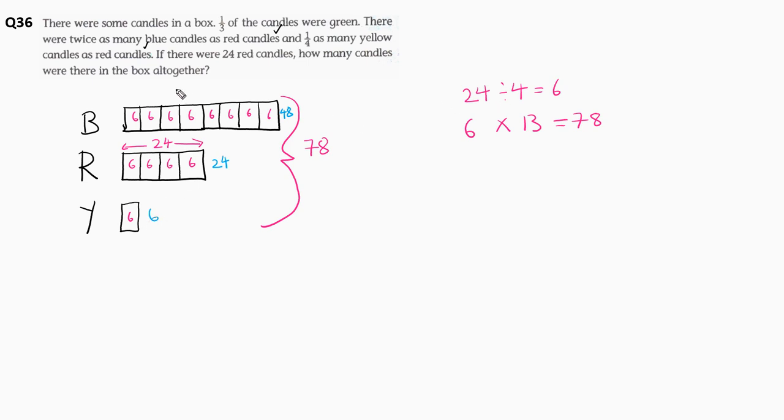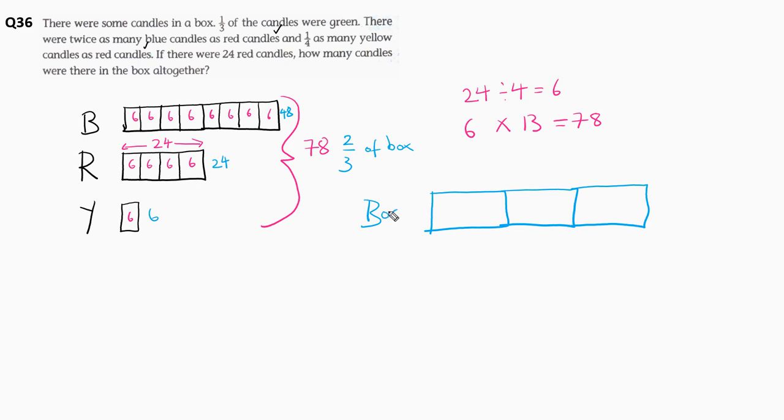Okay, so where are we? We've figured out the blue, red, and yellow. We still have this part here. A third of the candles were green. Well, that means that this 78 represents 2/3 of the box, of the candles. Let's draw this whole box here. 1, 2, 3. This is the box, and we know that 1/3 is green.